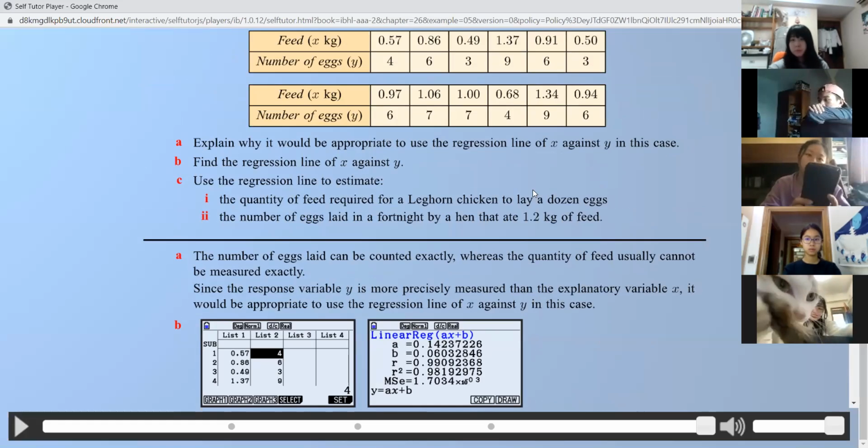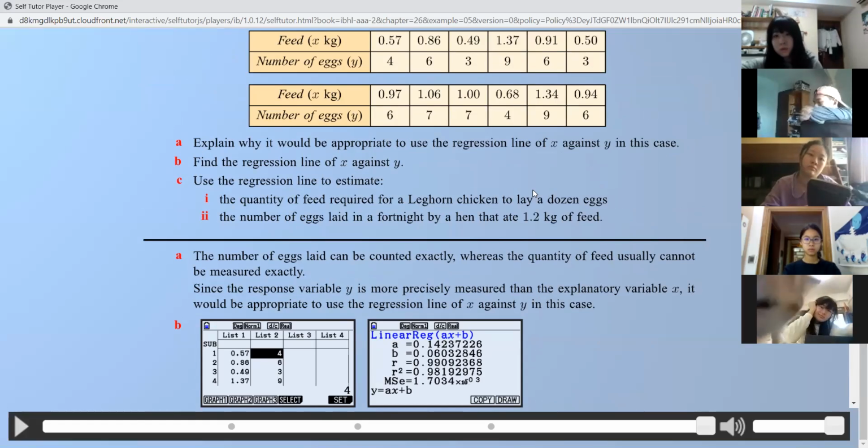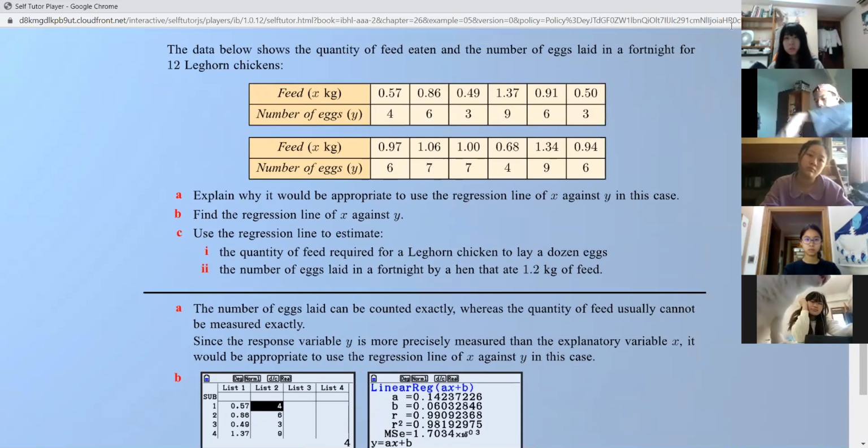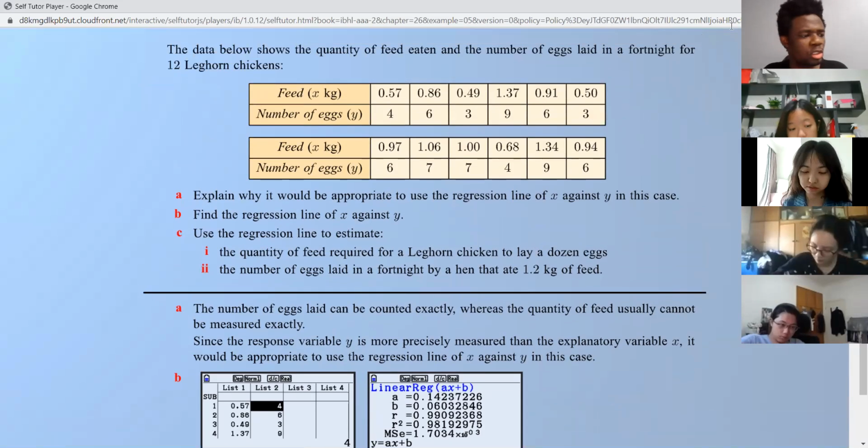Now, I want us to use the calculator so I can show you what you need to change. And luckily, I have one of the calculators with me. So everyone, just put in these numbers in list 1 and list 2, just like we did yesterday.